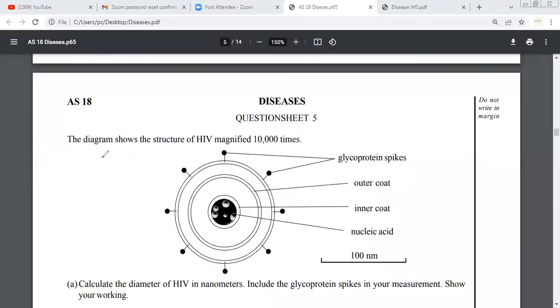Okay, the diagram shows the structure of HIV magnified 10,000 times. Glycoprotein spikes, outer coat and inner coat, nucleic acid, and 100 nanometer magnification, that means it is magnified.